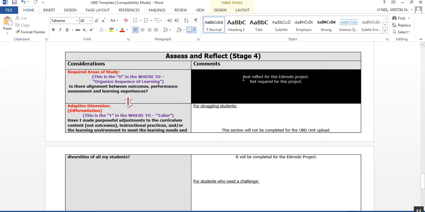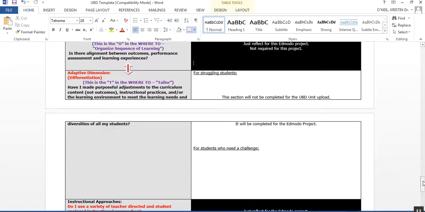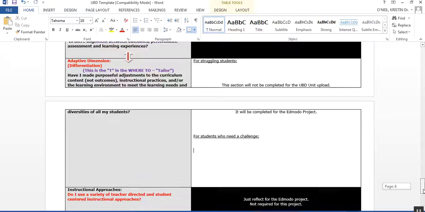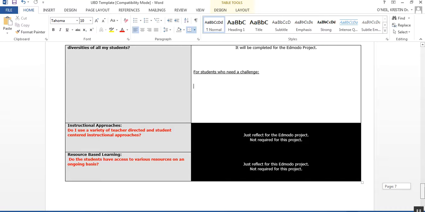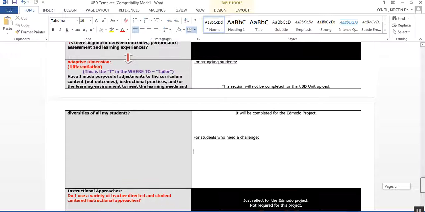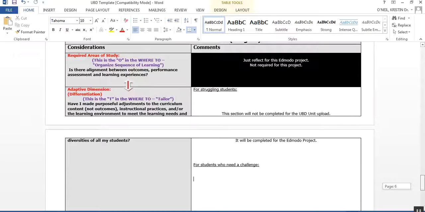You're going to see some sections right here that says things like not required for this project. This is because this is a template you'll use for Edmodo. I left all the components of stage 4 here, but the only parts that you'll be required to complete are right here, your differentiation for struggling students and students who need a challenge. The other components, though, are here. I want you to look at them. I want you to think about the questions, but for our project, you do not have to complete them. So for stage 4, I call it our differentiation stage because that's what you'll be doing.